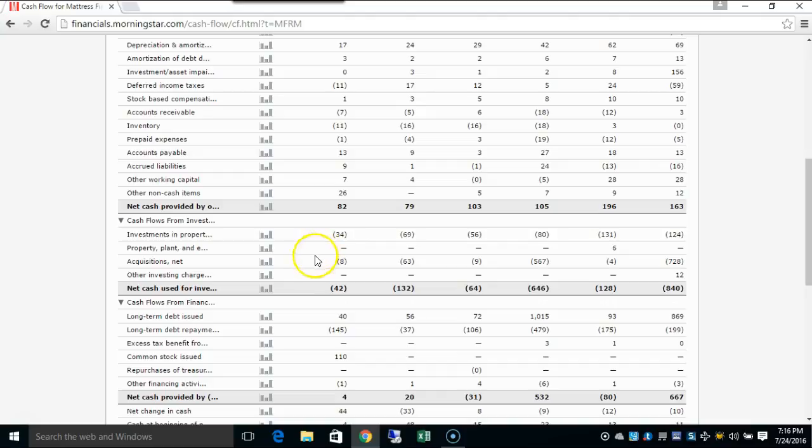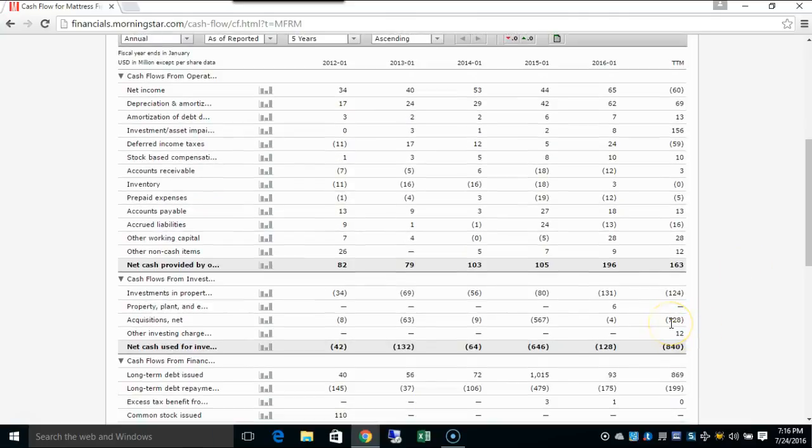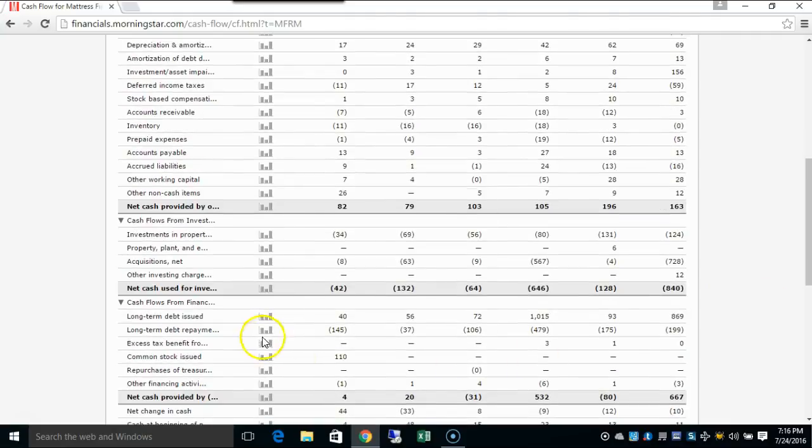That's just for this year. As you can see, in trailing 12 months, there was a very large acquisition, and that acquisition was made recently on a major competitor of theirs. So in case you're wondering why that big number stood out, they made a very big acquisition. But in this particular year, out of the $82 million of operations, they took $42 million and they invested in property, plant, and equipment, okay, which is part of their operations, and they did acquisitions of $8 million.